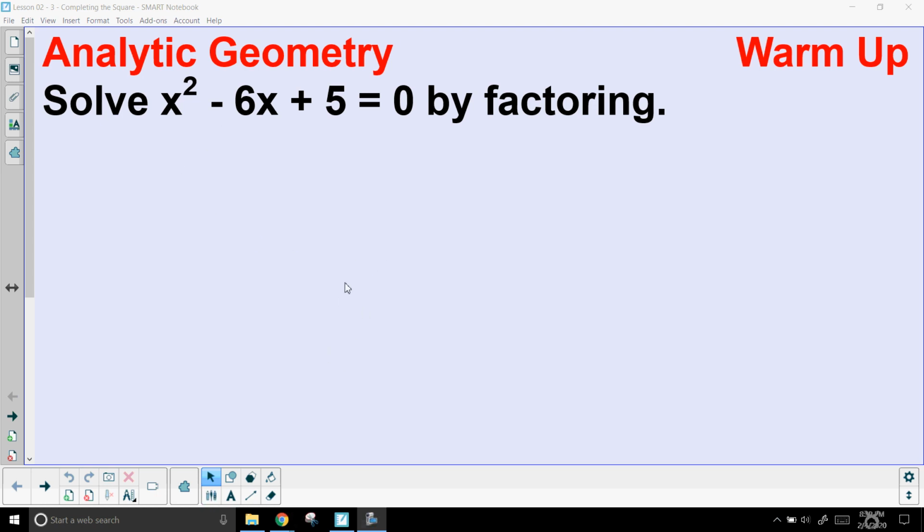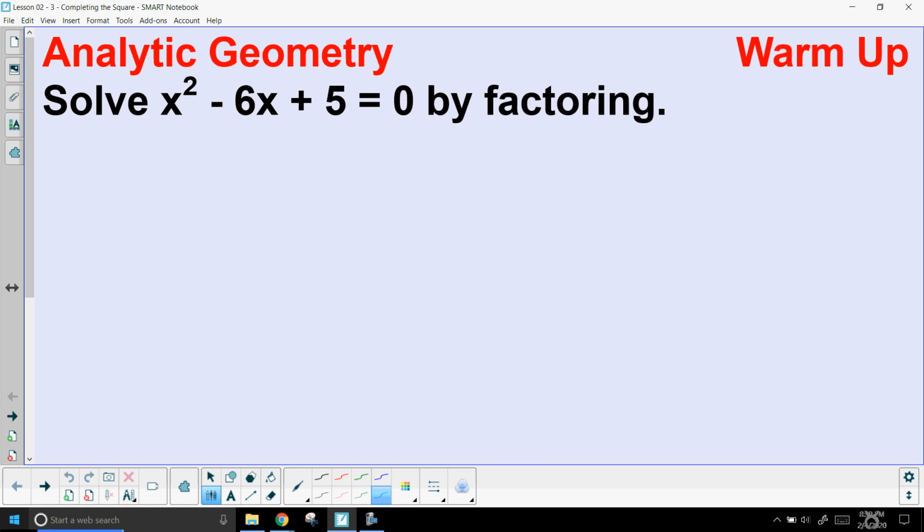Hey guys, we're going to do completing the square. So, if you feel so inclined, go ahead and take this warm up, pause the video, and try to solve it. Alright, we're back. Let's look at the solution real quick.